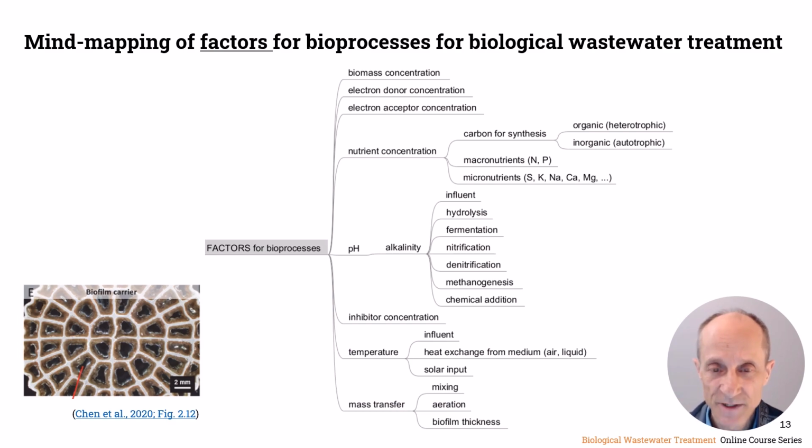Temperature and mass transfer from mixing, aeration, or biofilm thickness also affect processes. For example, the photograph of a biofilm plastic carrier is shown, which needs to be suspended in a liquid media with some turbulence to ensure, first, that organic matter, nutrients, and electron acceptors are fed to the biomass, and second, that the biofilm remains thin enough to prevent clogging and to ensure efficient mass transfer.